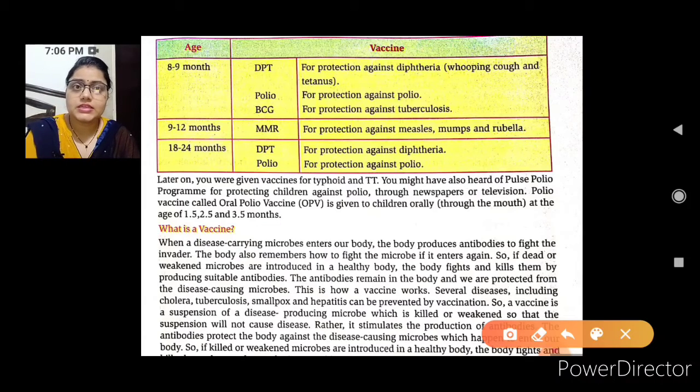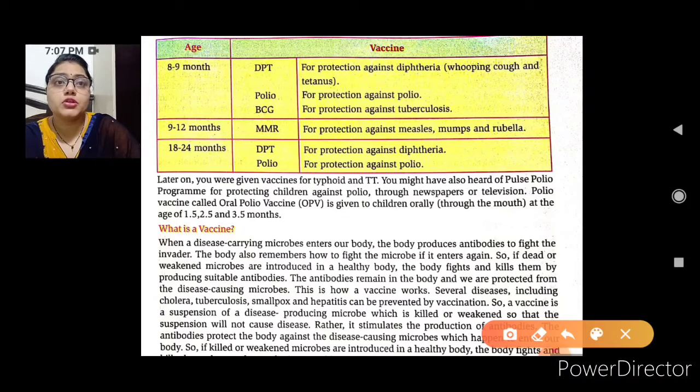Now what is DPT? DPT is diphtheria. What is its full form, beta? Diphtheria. It is for protection against diphtheria, whooping cough and tetanus also. In the winters small children get a cold easily, and it is regular for a child to get a cold. So to prevent them from whooping cough and tetanus, the DPT vaccine is used to protect the child from such types of disease.